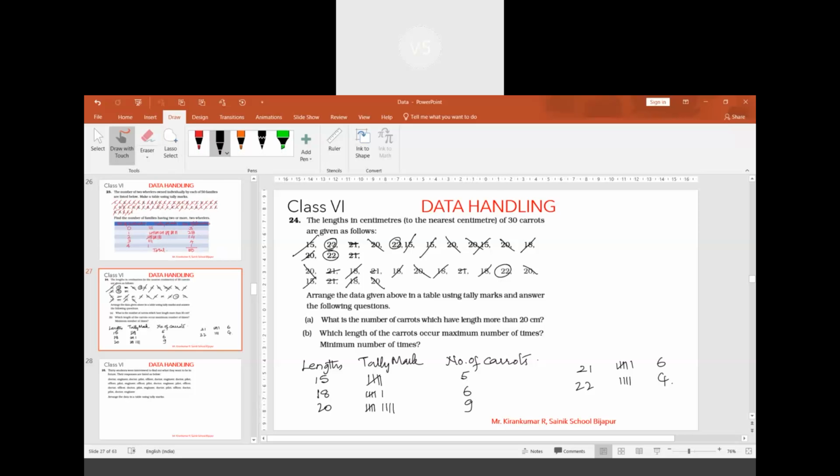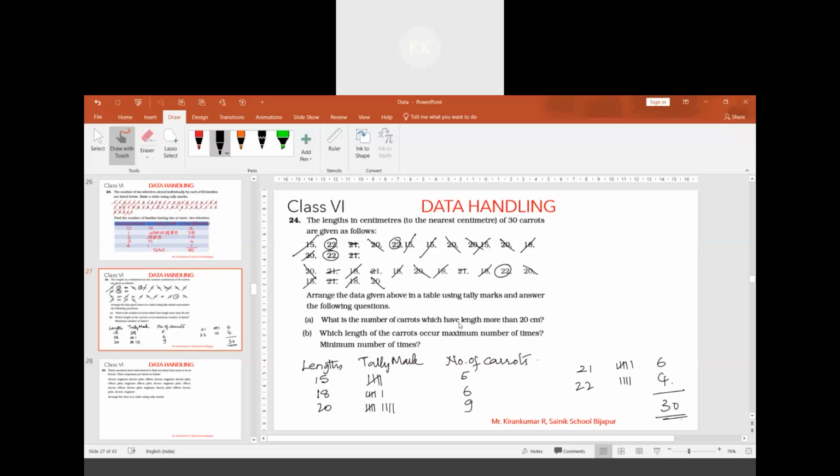22: 1, 2, 3, 4. Only 4 are there. Now count the number: 5 plus 6 is 11, 11 plus 9 is 20, 20 plus 10 we are getting 30. 30 carats are there. Now we shall answer this question.